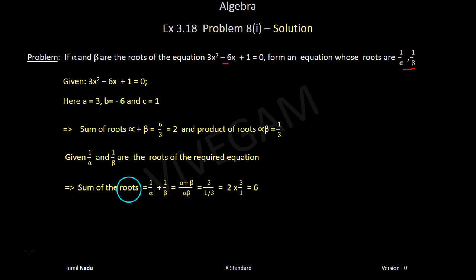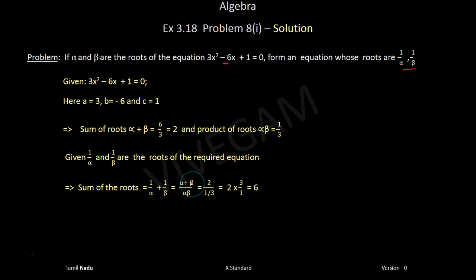Now the roots of the required equation are 1 by alpha and 1 by beta. So the sum of the roots of the required equation is 1 by alpha plus 1 by beta. If you take the LCM, this will be alpha beta. Alpha will go beta times, so beta into 1 is beta, and beta will go alpha times, so alpha into 1 is alpha. So you will get alpha plus beta in the numerator, alpha beta in the denominator.